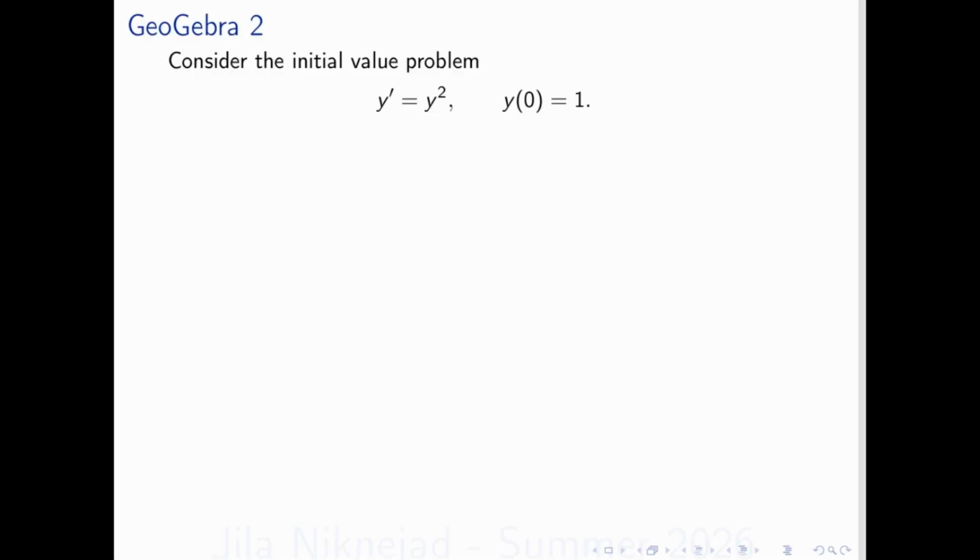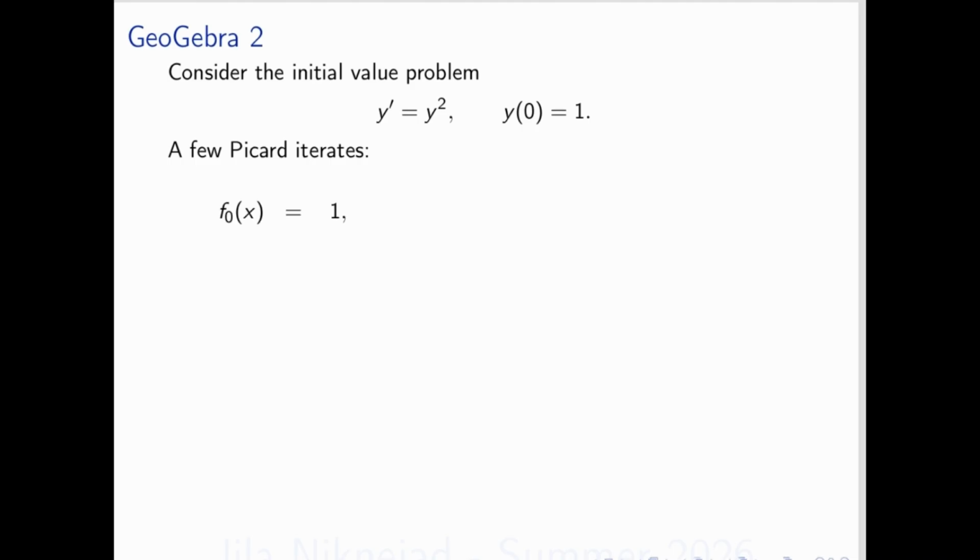Let's do another example. This example also satisfies the conditions of the existence and uniqueness theorem. Namely, here is h of x and y, which is continuous everywhere, and its partial derivative with respect to y is continuous everywhere. So you can choose any size closed and bounded rectangle around 0 and 1, which is the initial value. So consider this initial value problem, y prime equal to y squared, y of 0 equal to 1.